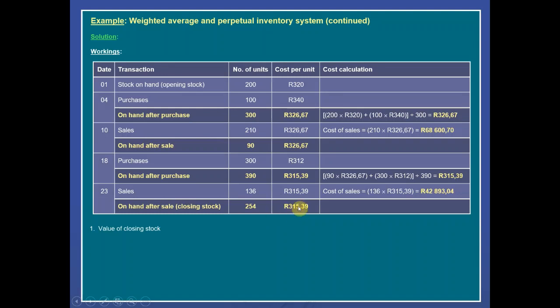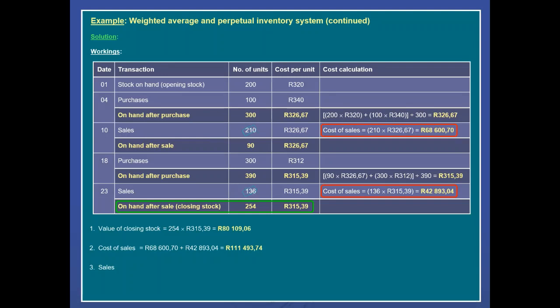It's simply the 254 units times the 315.39, which will result in 80,109 Rand and 6 cents. The cost of sales, we are also in a position to calculate. So it is the 68,670 plus the 42,893.04, which results in 111,493 Rand and 74 cents.